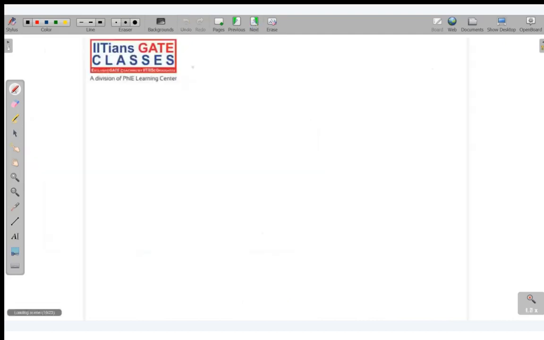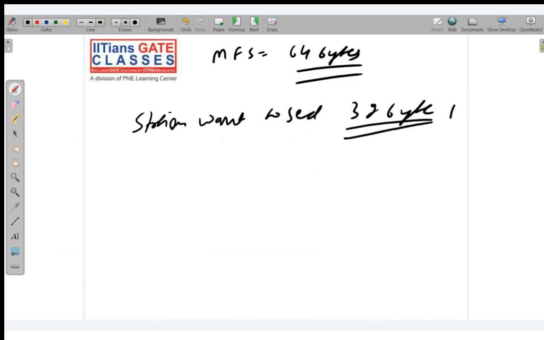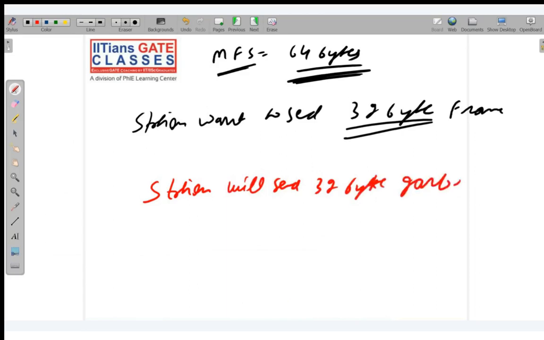So now I have told you that minimum frame size should be 64 bytes. Now what if a station does not have 64 bytes of data? If it wants to send a small frame, for example a 32 byte frame, then what should be done? The minimum frame size is 64 bytes, so the station will send 32 bytes of garbage data. 32 plus 32, that is equal to a 64 byte frame will be sent.